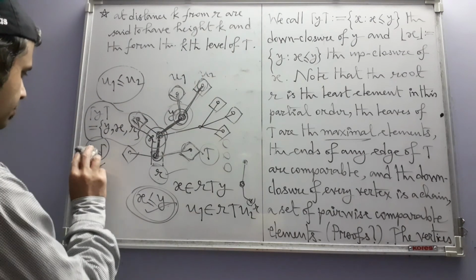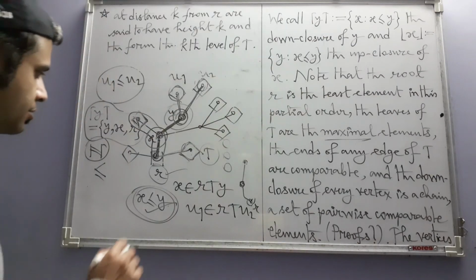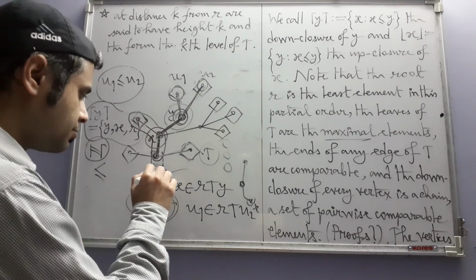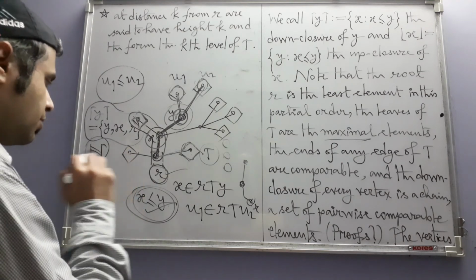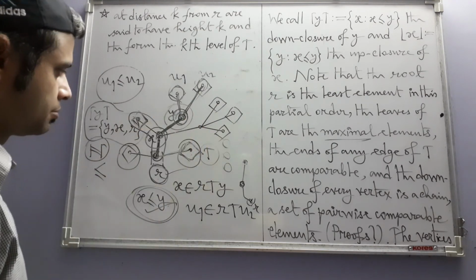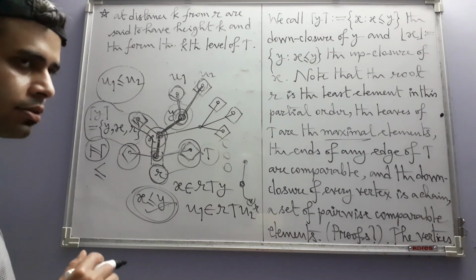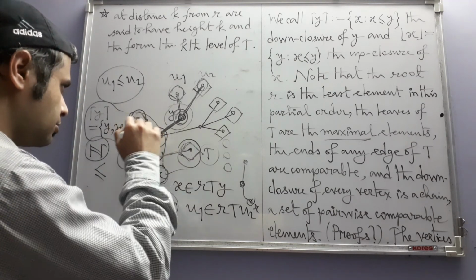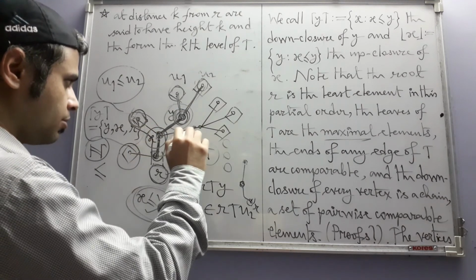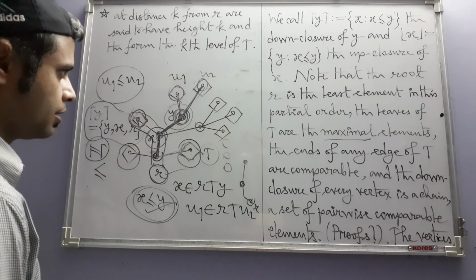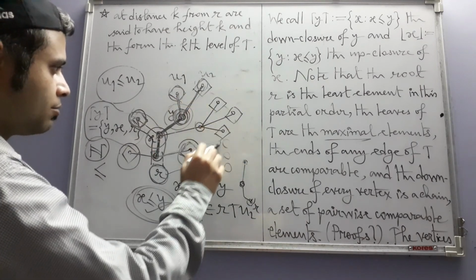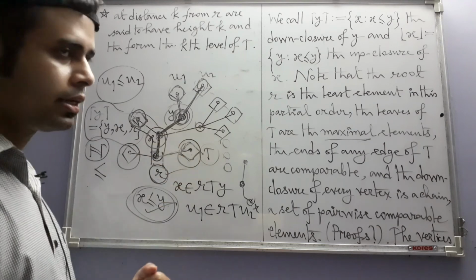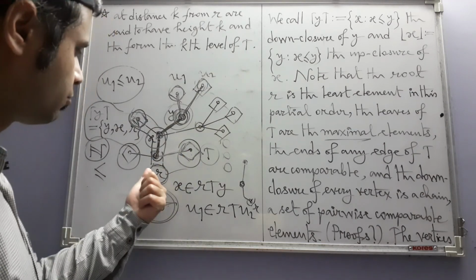Okay, so let me just show it here itself. The 0th level has only this vertex, the root itself, always. The first level has these two vertices. The second level consists of those vertices that are at distance 2 from r. That means one, two, three vertices; that is the second level. And you can clearly see that the remaining vertices form the third level. So the vertices at the second level, each one of them has height 2 from r.